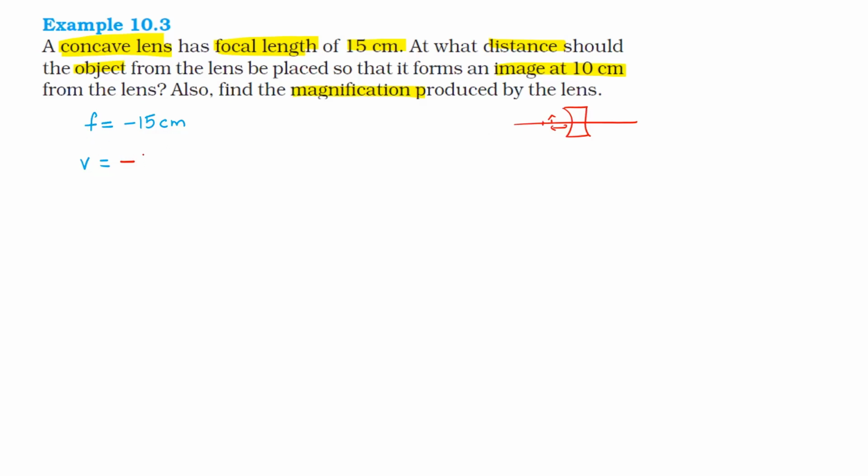So you should take it as minus 10 centimeter. Don't take it as positive. I told. What is the reason? Because we know, if you don't know, write down the reason also. In bracket, write down the reason. Concave lens forms virtual image.